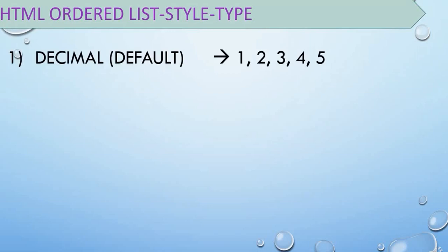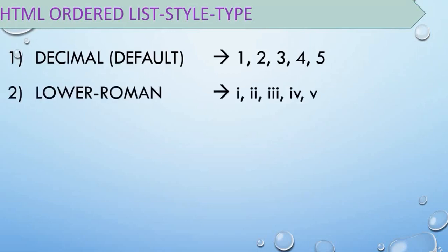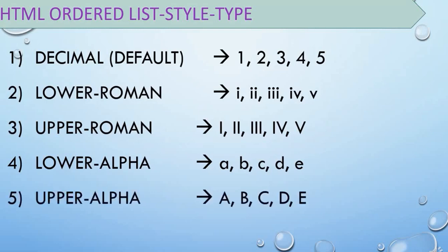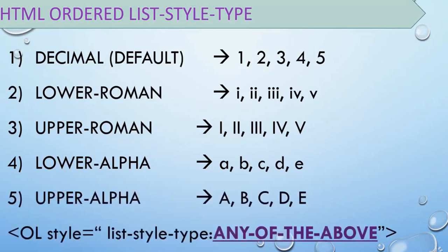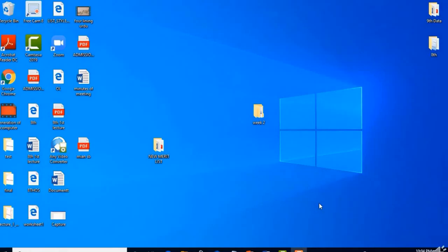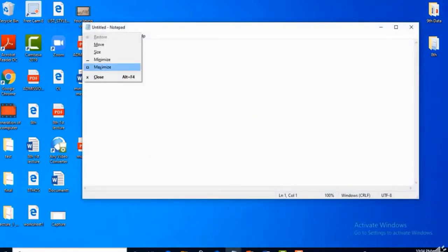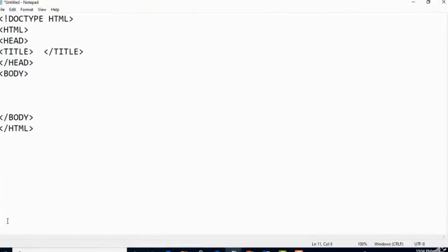1. Decimal, by default. 2. Lower Roman. 3. Upper Roman. 4. Lower alpha. 5. Upper alpha. Let's practically demonstrate list style type with ordered list.